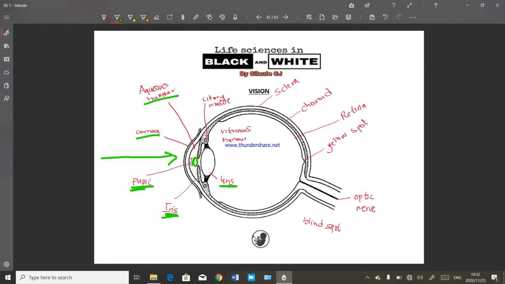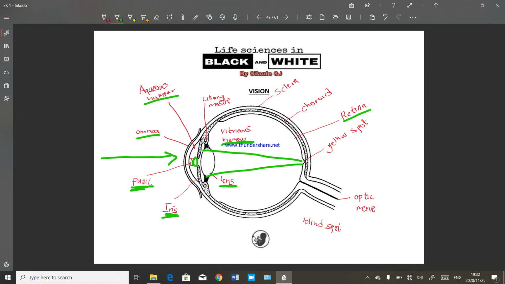Then the lens is elastic, which means it's able to change shape for accommodation based on the distance of an object. Then we also have the vitreous humor. The vitreous humor basically supports the shape of the eyeball. Then once the lens has bent, or refracted, the light, it will reach the retina.